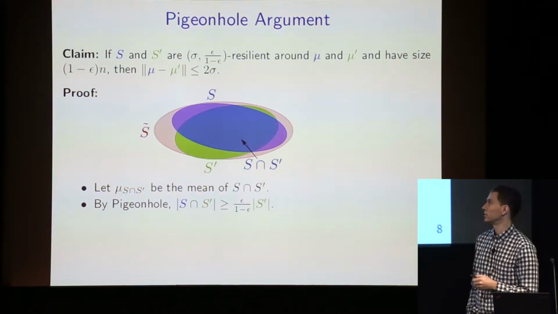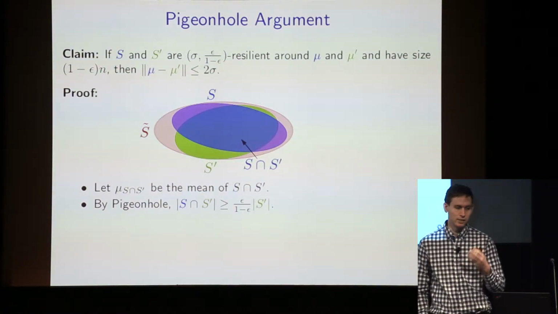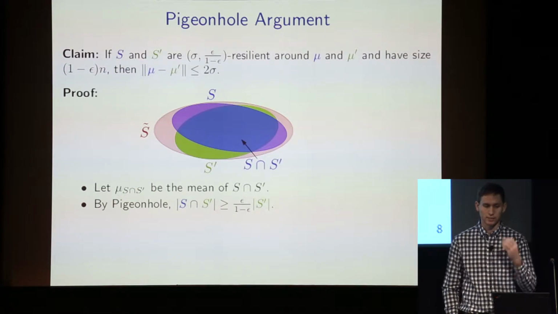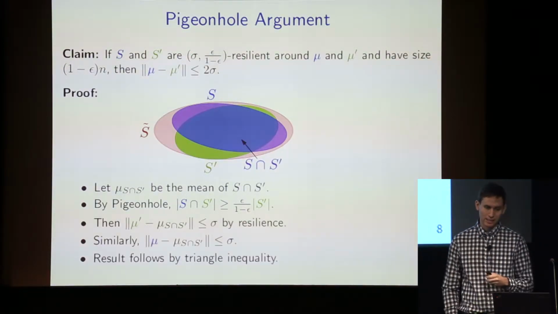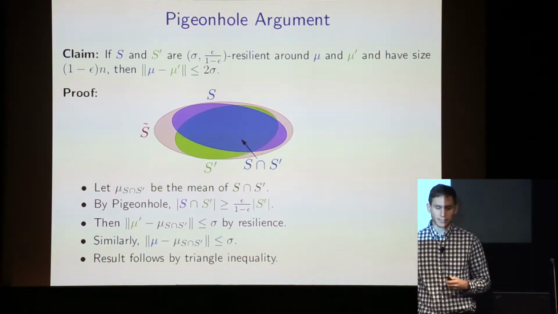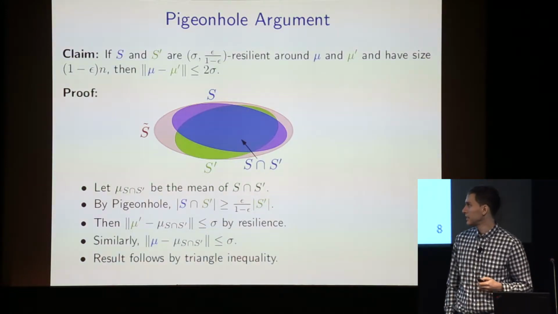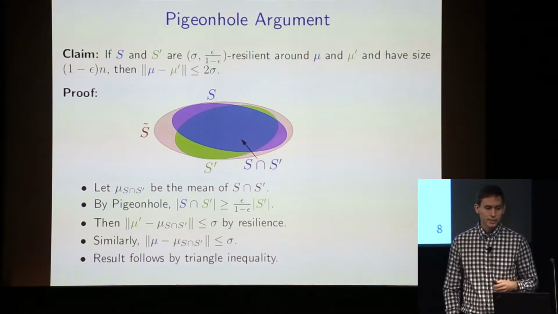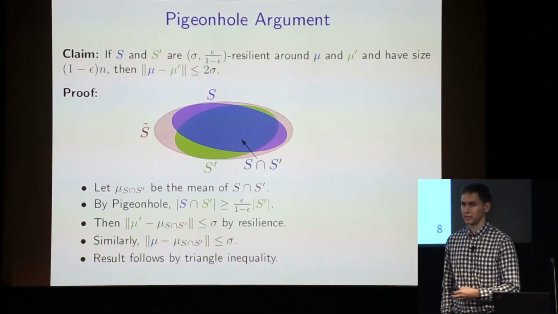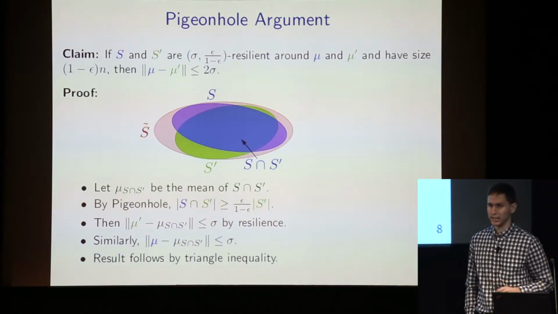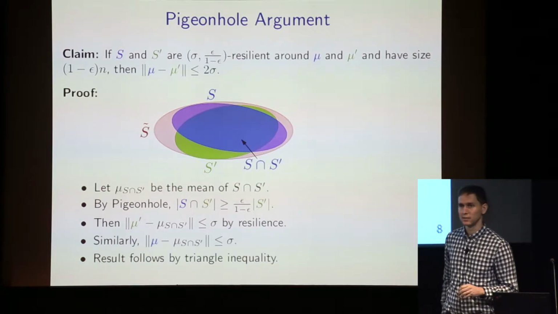First of all, by pigeonhole, since these sets are both really large, they're almost all of the set. Their intersection is also almost all of the set. So their intersection is a large subset of both of them. Therefore, the center of S prime is close to the mean of the intersection by resilience of S prime. And similarly, the center of S is close by resilience of S. And so then it's just the triangle inequality. These two things are close. So are there any questions about this argument?